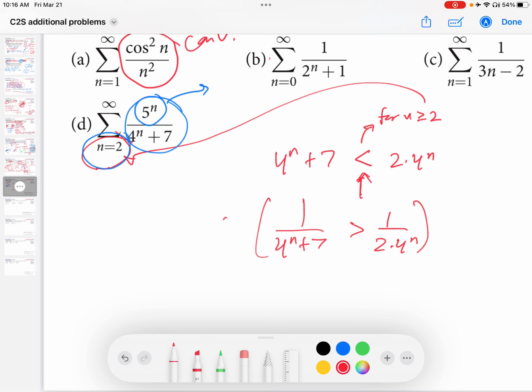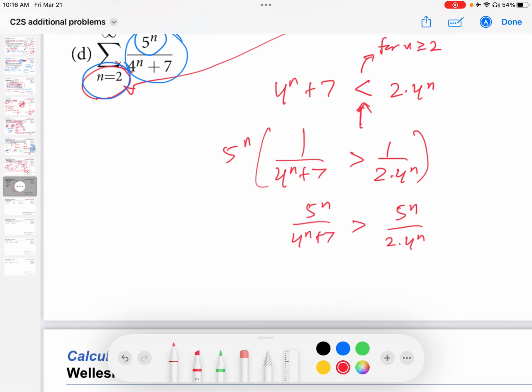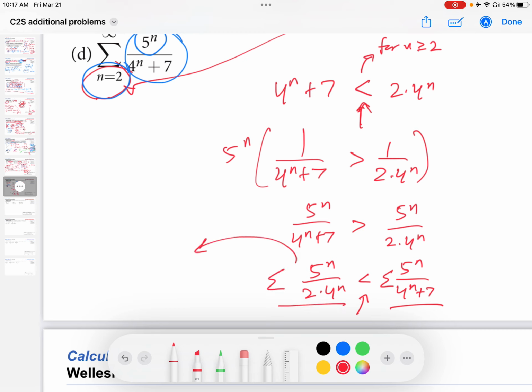So now I'm going to multiply the entire inequality by 5 to the n. On the left-hand side, I get this. On the right-hand side, I get this. And now things are starting to look pretty good. Again, I'm going to swap the order here so that we realize that for the series that we want information about, we have now found a smaller series. Here it is, and this one is 1/2 times the series 5/4 to the n.